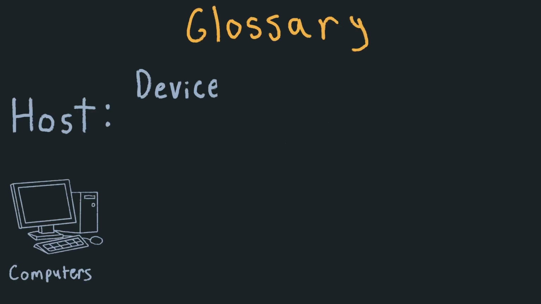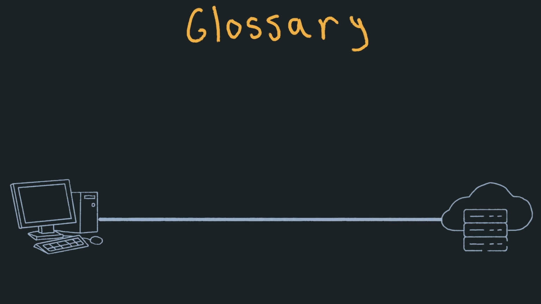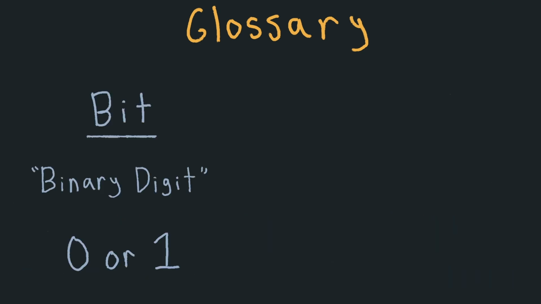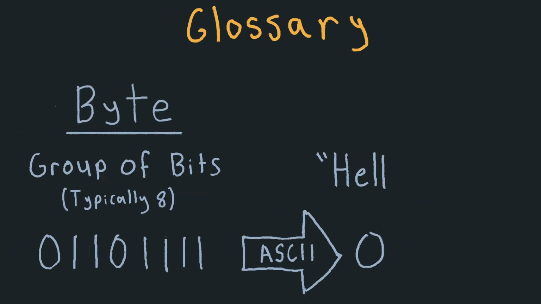A host is any device that sends or receives data on a network. If it asks for information, it's called a client. If it responds, it's a server. Data is transmitted as bits, grouped into bytes, and converted into readable information through encoding and decoding.